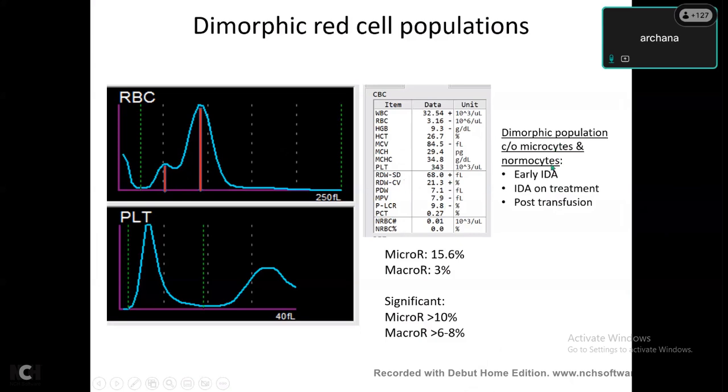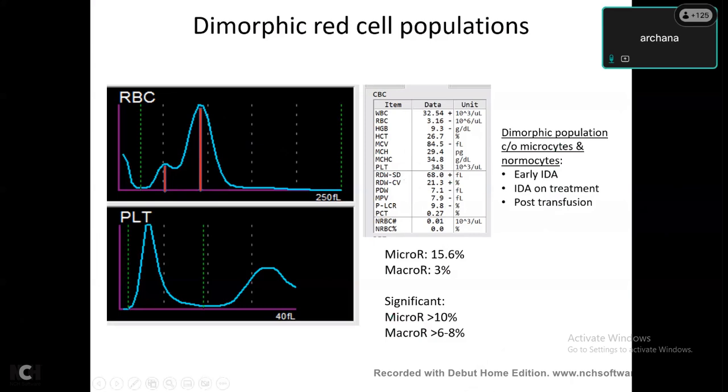And now the clinical scenario of this would be, if we've got microcytes, it could be an iron deficiency patient who has taken treatment and has now started producing normocytic red cells, or it could be an iron deficiency post-transfusion.